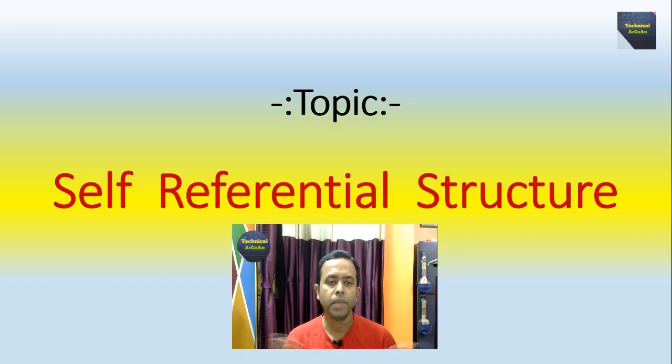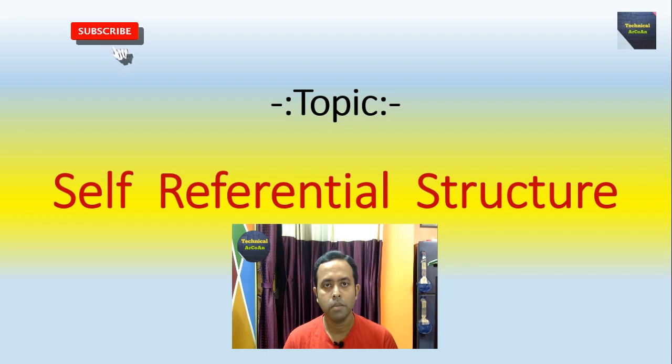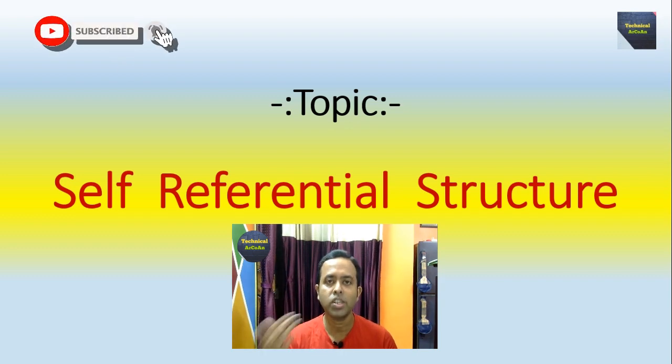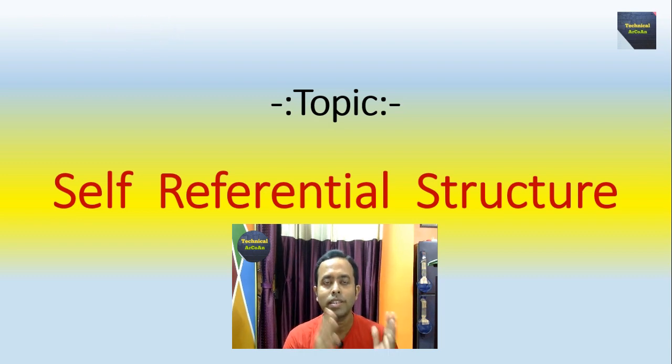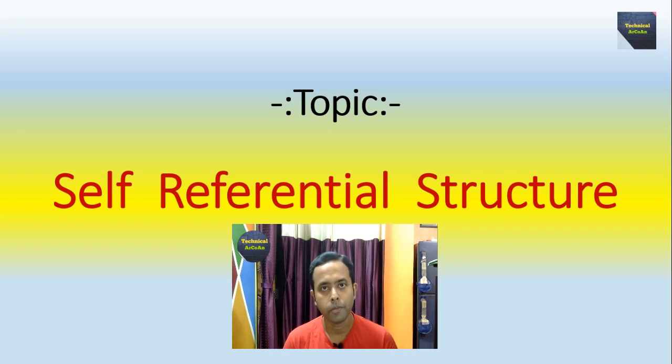So friends, today's topic is self-referential structure. So what is self-referential structure? Today we will know in detail. At first, when a structure contains one or more pointers which point to the same structure of its own kind, meaning it points to the structure itself, then we can say this type of structure is called a self-referential structure, which can be used within the C language. So I will discuss this topic in depth.